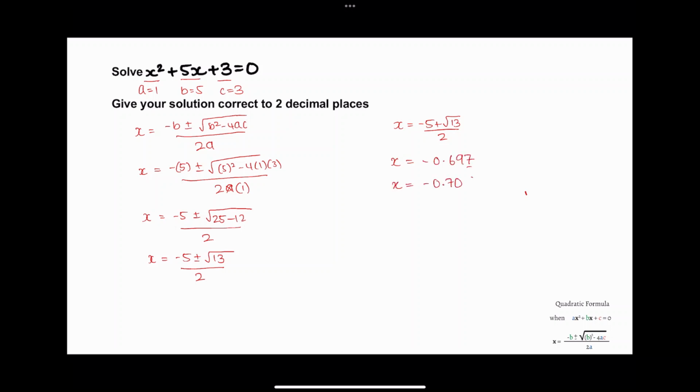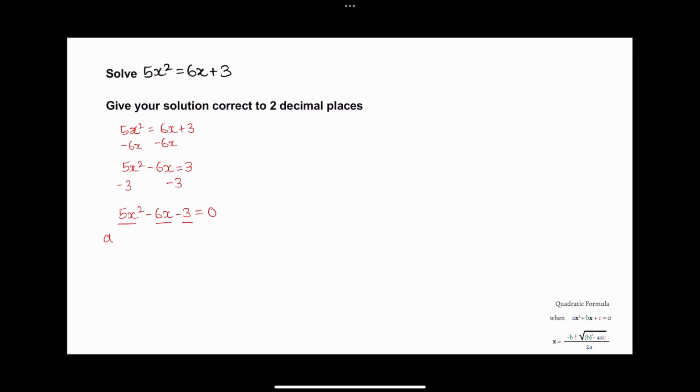The question asks you to give the solutions to two decimal places, so find out the decimal equivalent of your surds and round appropriately. The correct answers then become minus 0.70 and minus 4.30.